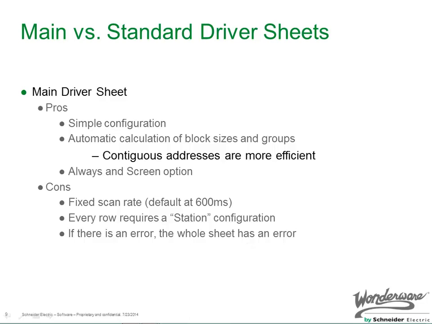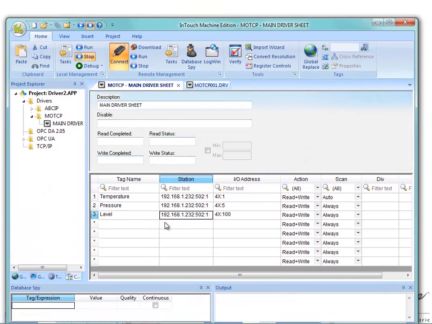So in the main driver sheet, if any address in this driver sheet has an error, the whole driver sheet has an error. So you're going to get a status in one of these fields that the whole thing has a problem. Well, how do you troubleshoot that? How do I know which address caused the problem? We'll talk a little bit about troubleshooting that towards the tail end of this video.